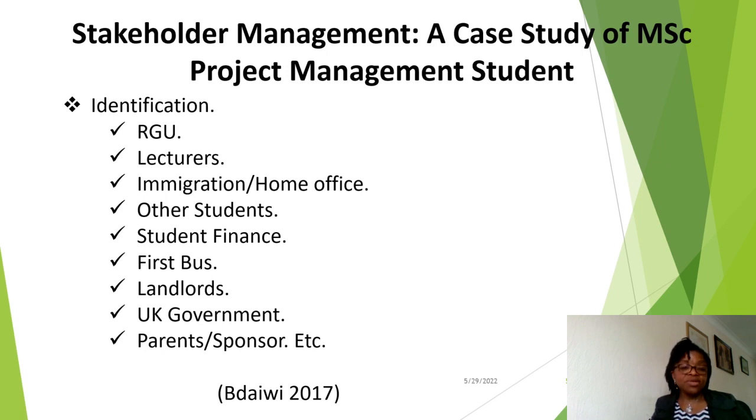The next is the Immigration Office, also known as the Home Office. They are also your stakeholder. If you're not issued your CAS, for example, you will not have the opportunity to be a student in the UK. On the list as well of your stakeholders are your students, your classmates. If you are given a project or group work and they are nonchalant, no matter how fervent you are, it might have a bit of impact on your work, and on and on like that.